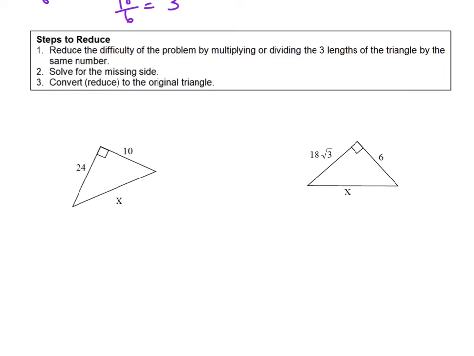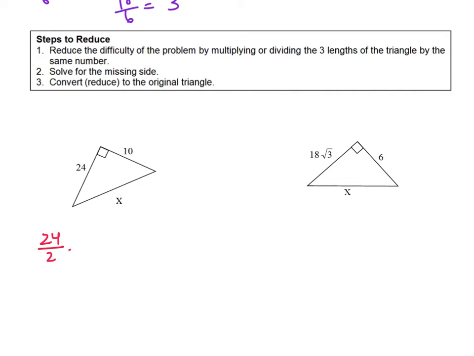All right, so here's another couple other ideas with this reduced triangle. So we've got this right triangle, and we can try to make the problem easier or reduce the difficulty of the problem by multiplying or dividing the 3 lengths by the same number so that we have a Pythagorean triple. So what we look at is the numbers we're given. So 24 and 10, can we divide those by the same number? And you might say, yeah, well, they both can be divided by 2. I think that's the biggest factor of both.